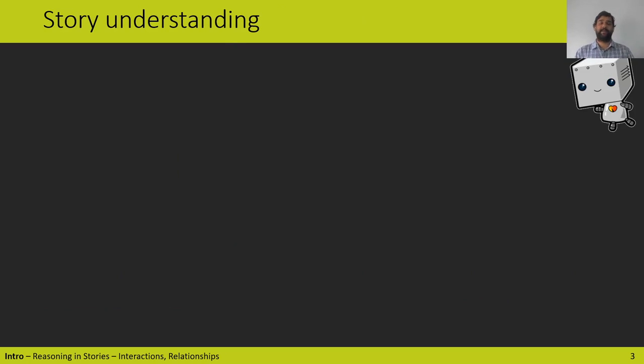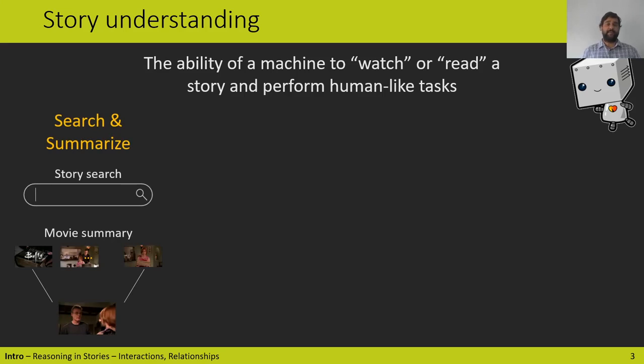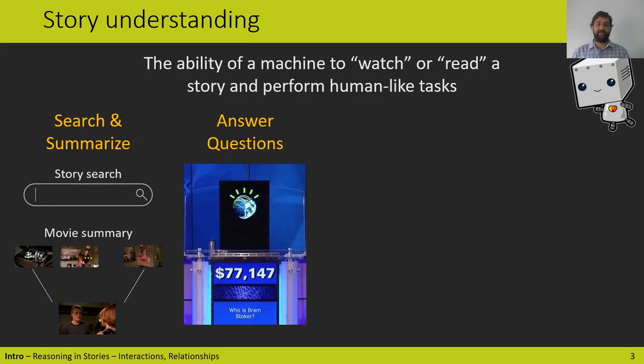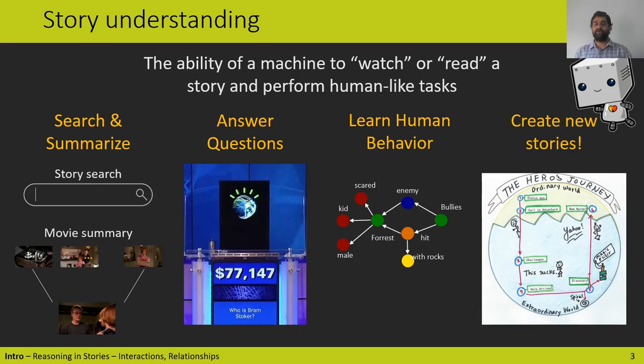I see story understanding as the next step in joint understanding of vision and language, and could define it as something like the ability of a machine to watch or read a story and perform some human-like tasks. Some of these tasks include things such as searching or summarizing a storyline, answering questions about events or people in stories, learning about human behavior, which will be the focus of this talk, and hopefully going in the future, even creating new stories.